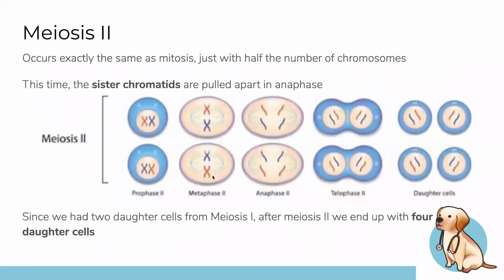So meiosis 2 is exactly the same, because as you can see, now you have 2 cells, and it happens exactly like mitosis, just with half the number of chromosomes. You can see the sister chromatids are pulled apart, and then you have the daughter cells, and there are 4 of them. That's pretty much it.